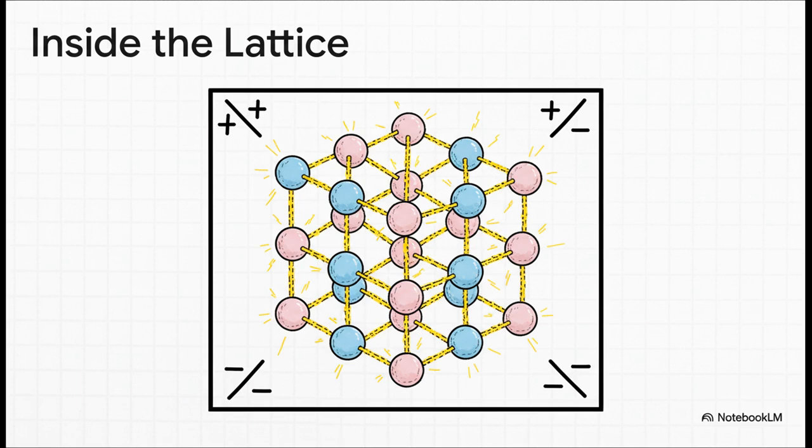Those powerful electrostatic forces are pulling in every direction at once, locking all the ions into this fixed, super rigid structure. And what's really cool is that even though it's made of charged particles, the whole crystal has no charge at all, because all the positives and negatives perfectly cancel each other out.